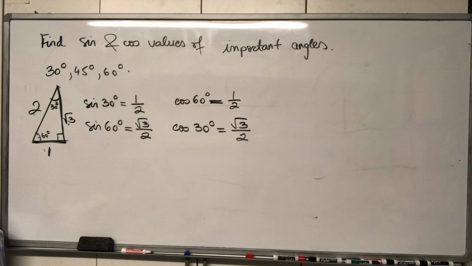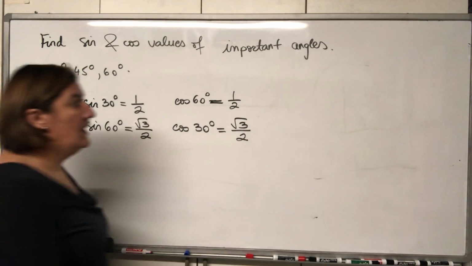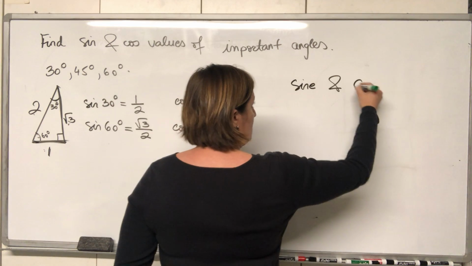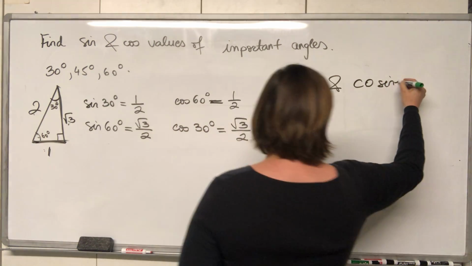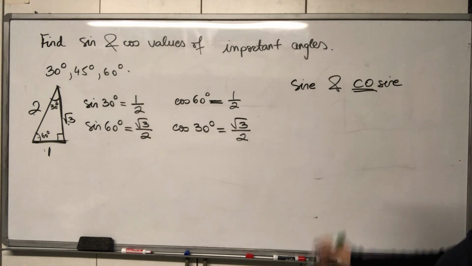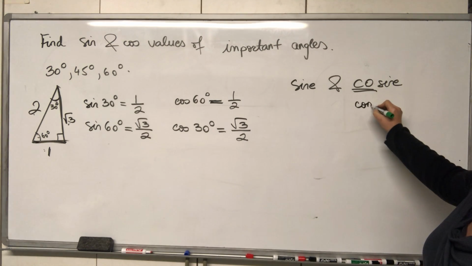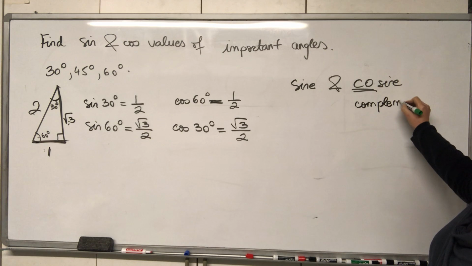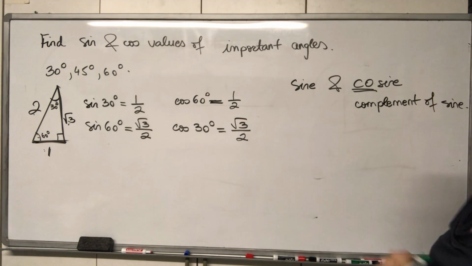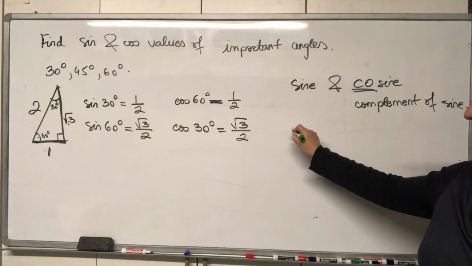So we're using the same two sides in this ratio, right? And now you also know why these functions are in fact called sine and cosine. So what do I mean by cosine? Where does the cosine get its co? That's because it's the complement of sine.